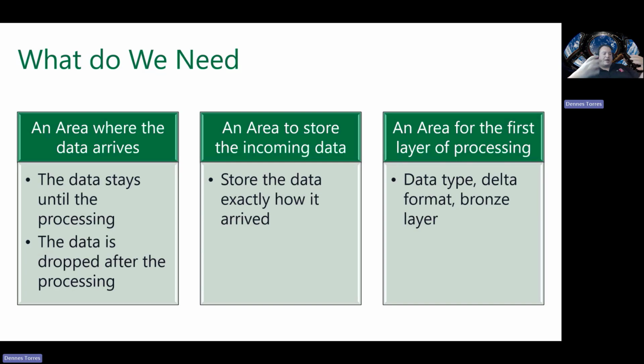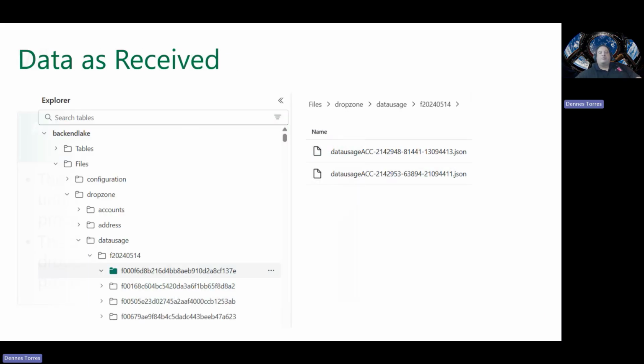Is this structure a requirement? No, it's optional, and you can mix this construction in many different ways in your architecture. But now we know a bit better what we are talking about, and especially the one in the middle, which is a recommendation that I make to store the data exactly in the way it arrived. Sometimes I call it drop zone as well, but the drop zone is more like the place where the file arrives.